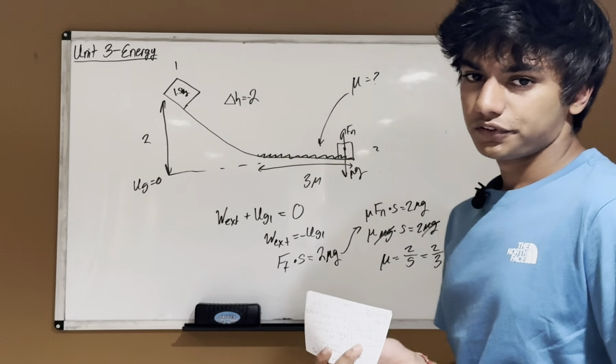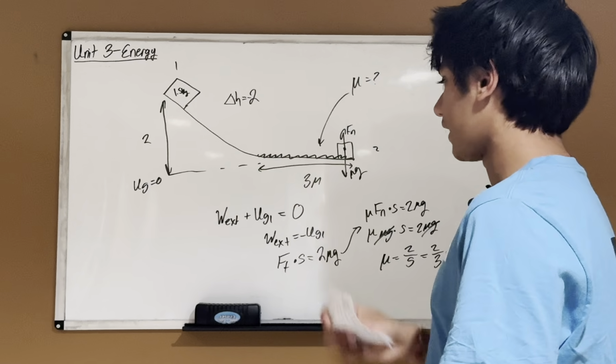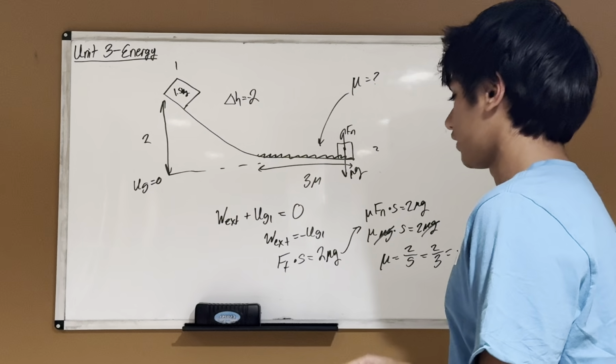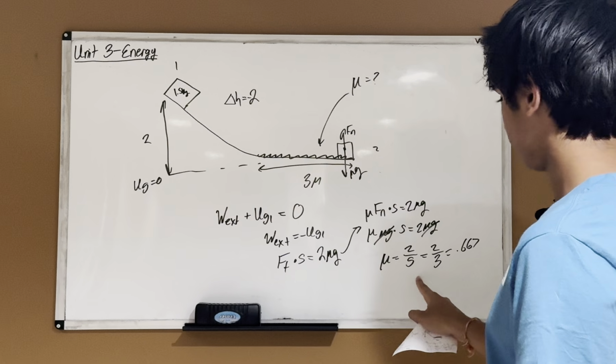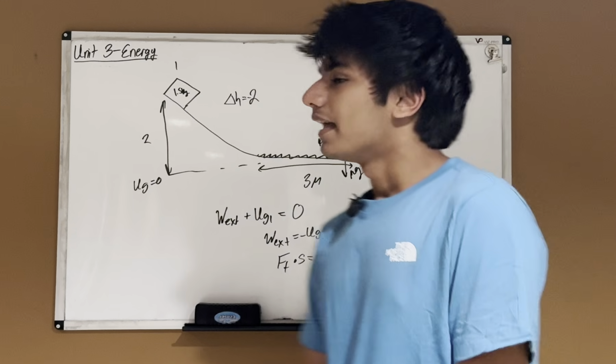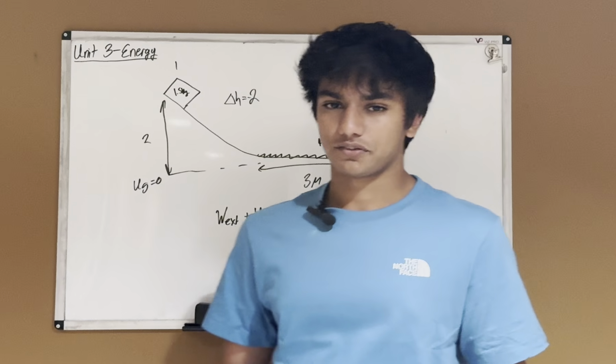Okay, so the process here was similar to the process before, except now all we have to do is add an external work term, and we just have to think about, okay, what does this external work term mean to find out what the coefficient of friction was. And that's how you solve energy questions for AP Physics 1.